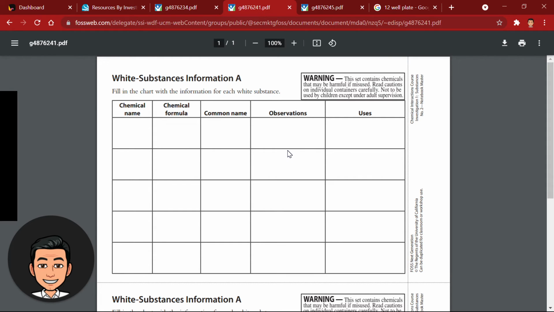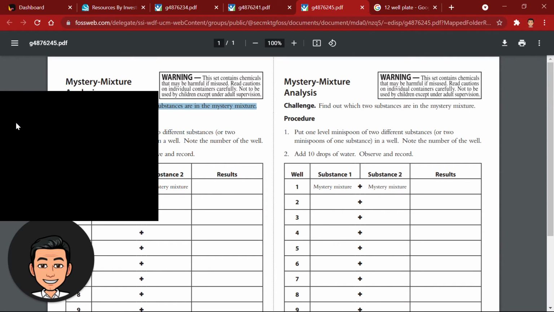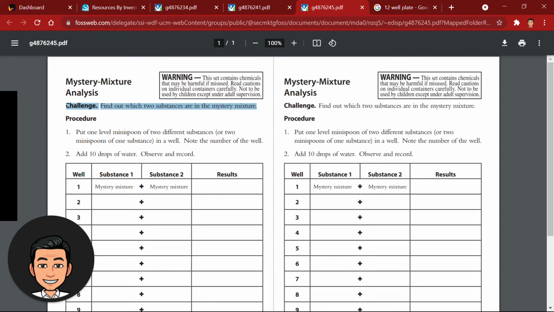and you should have made observations for all 9. And that, of course, leads us into the next activity, where of those 9 substances, we need to figure out which one our mystery mixture is made up of. So your challenge is to find out which 2 substances are in the mystery mixture.